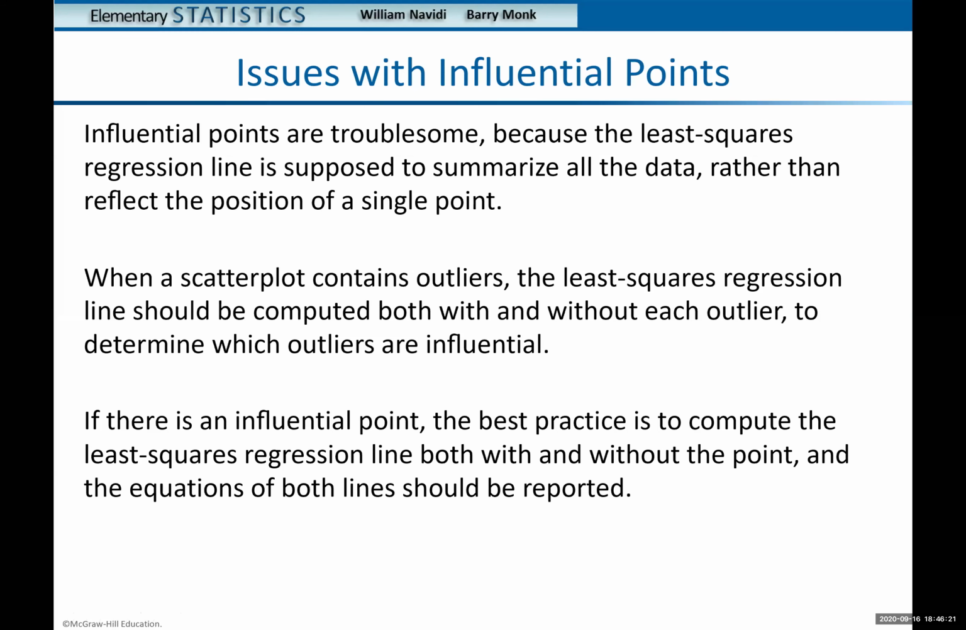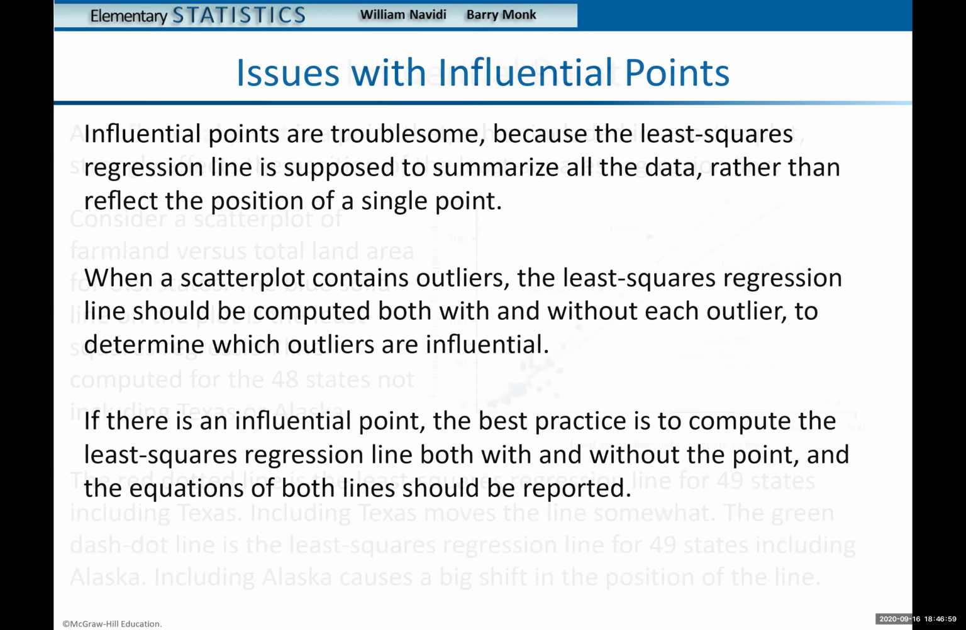So, issues with influential points. Those points are troublesome because the least squares regression line is supposed to summarize all the data rather than reflect the position of a single point. When a scatter plot contains outliers, the least squares regression line should be computed both with and without each outlier. You have to check it to determine which outliers are influential. If there is an influential point, the best practice is to compute the equation of the line again, both with and without the point.